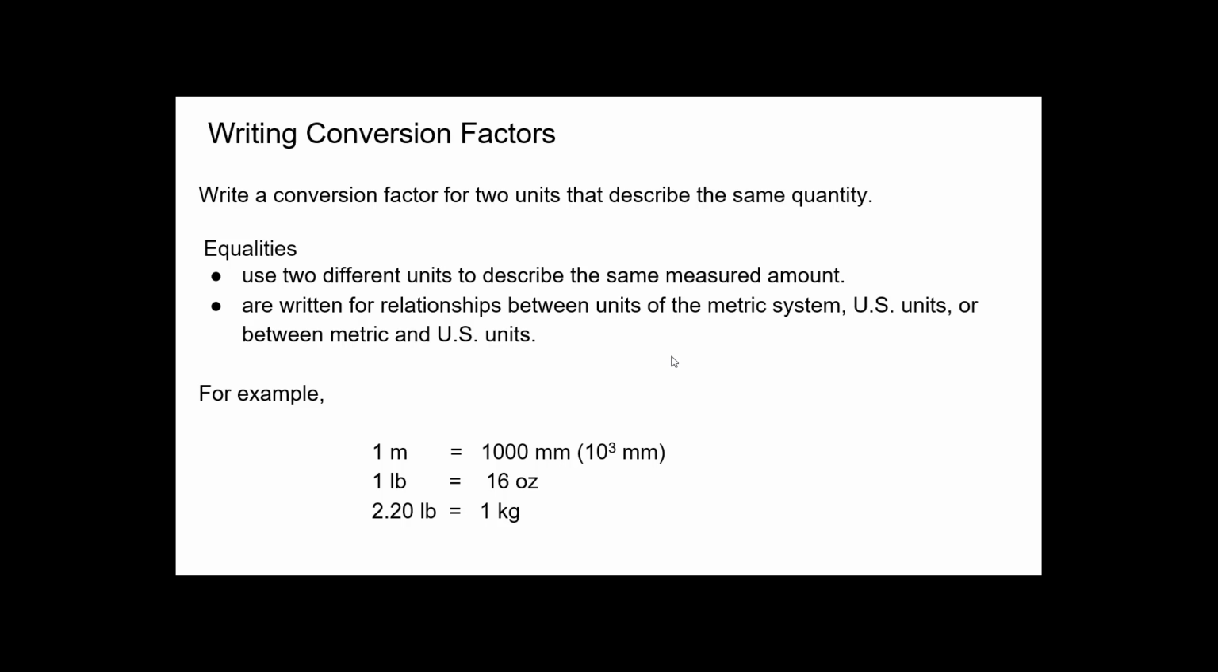Writing conversion factors. We're going to write a conversion factor for 2 units that describe the same quantity. So this is what we showed as 1 foot equals 12 inches. These are the conversion factors. 1 meter equals 1,000 millimeters, and you would set it up how you need to. 1 pound equals 16 ounces, and 2.20 pounds equals 1 kilogram.